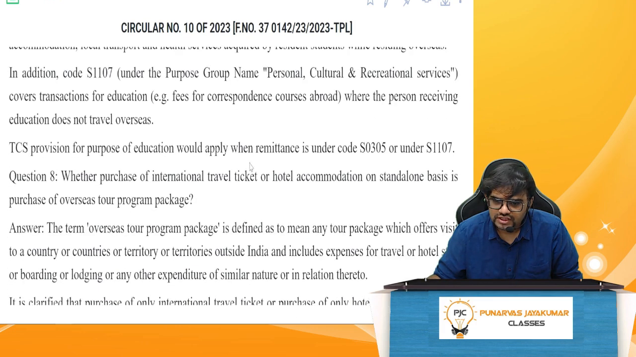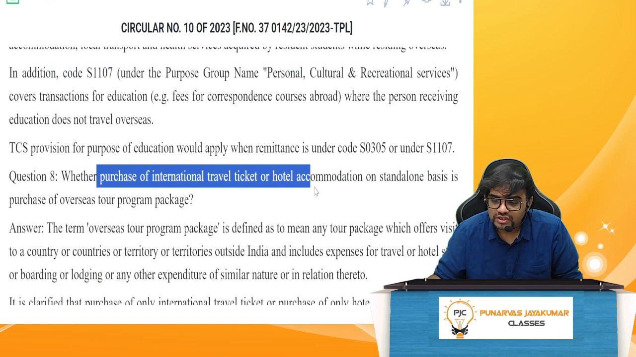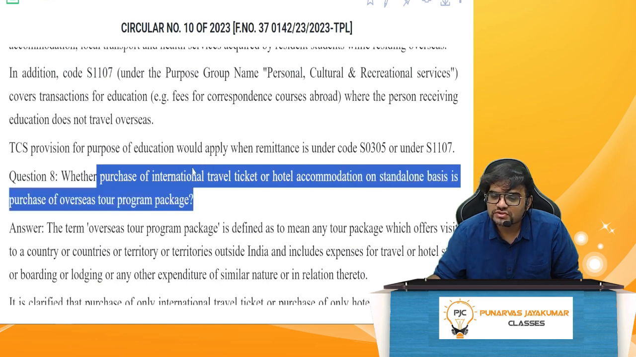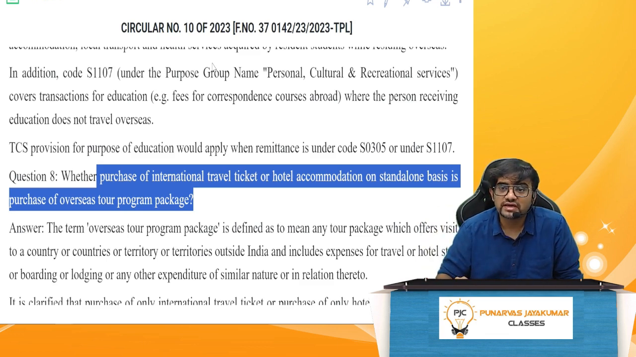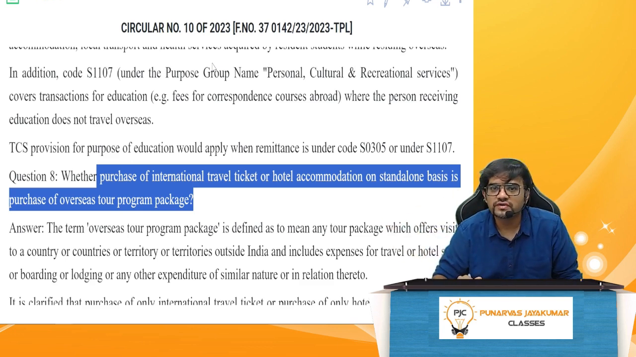Got it? So whether purchase of an international travel ticket or hotel accommodation on a standalone basis is purchase of an overseas tour program. Generally, when I buy an overseas tour program from SOTC, Kesari Tours or Chariot World Tours, you have to pay TCS. I am the agent. I will say, sir, 8 lakh is the entire package, so 8 lakh plus TCS. I'm collecting the tax at source. The moment I collect money from you, the government will know you have spent 8 lakh rupees. That's called TCS. If you buy a car worth 12 lakh rupees, the government will collect TCS.